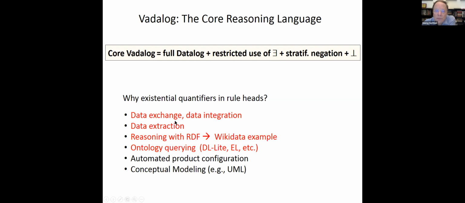Well, we have them for several reasons, and I will just show a few of them. Data exchange and data integration, data extraction, reasoning with RDF, and ontological querying. Doing what description logics usually do, we can do that also, but we need existential quantifiers for it. And then there are other applications for existential quantifiers that I don't illustrate here. Product configuration, for instance, and conceptual modeling. You can model UML with it.